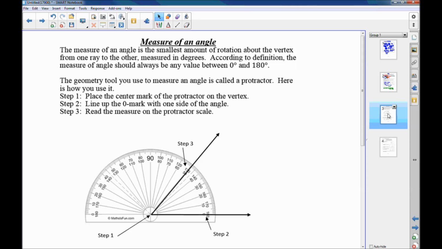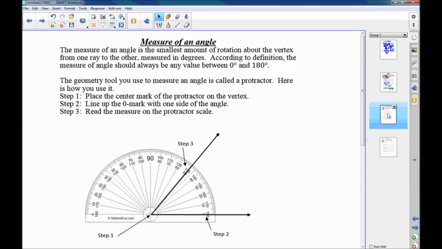All right, how to measure an angle. I really suggest you buy your own protractor, but I'll loan you one in class. Okay. So the measure of an angle is the smallest amount of rotation about the vertex from one ray to the other, measured in degrees. According to the definition, the measure of an angle should always be any value between 0 and 180. Okay, so we actually have a name for when it's exactly 180. It's called a line, but we could also call it a straight angle. But an angle has to be bigger than 0 and less than 180.